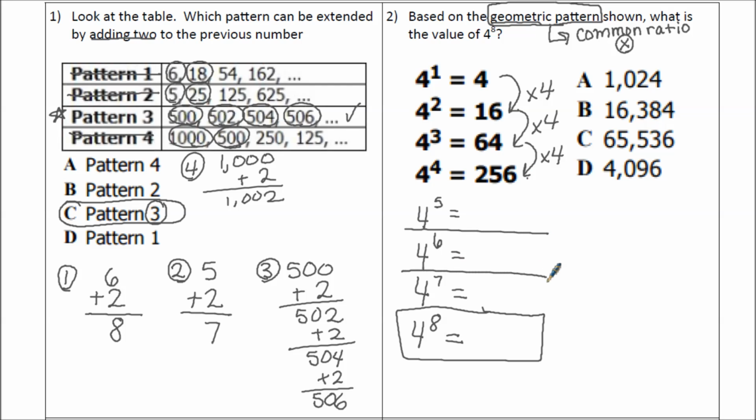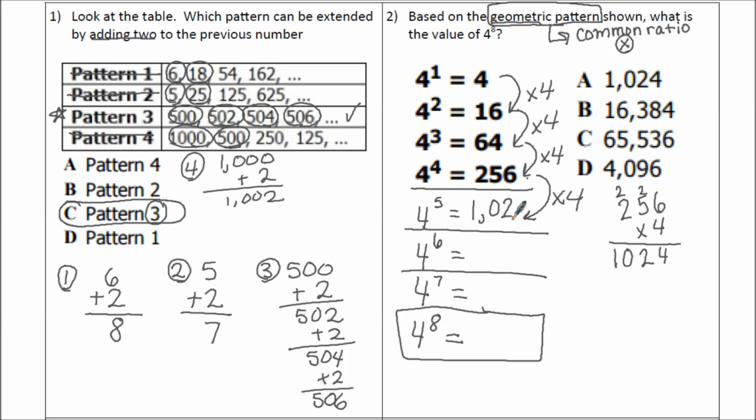So I'm going to make a little table and organize my work. A lot of math is just keeping everything organized in a logical manner. So 4 to the 4th is 256, and if we multiply that by another 4, we're going to end up with 4 to the 5th power. So multiplying 256 by 4, we get 1024, which is answer choice A. But answer choice A isn't actually correct because answer choice A is equal to 4 to the 5th power.